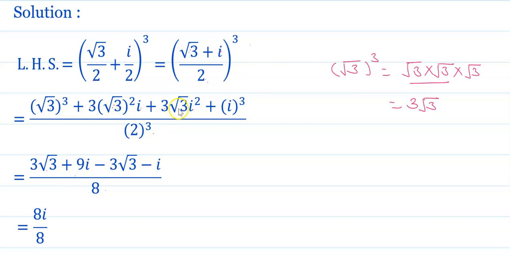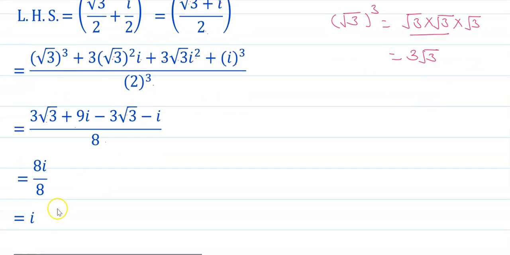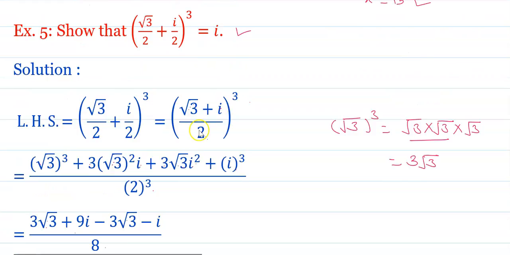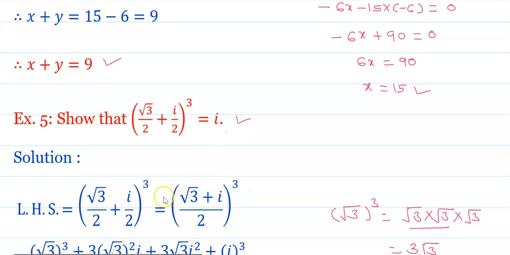Next, 3 root 3 i square. But what about the i square? i square is minus 1. And overall, you are getting minus 3 root 3. What about the i cube? i cube is minus i. And here is minus i. 9i minus i, you are getting the 8i. Plus 3 root 3 minus root 3 get cancelled. And you are getting 8i upon 8, and that is nothing but the i, and hence it is a proof.